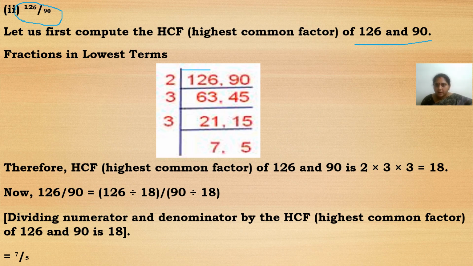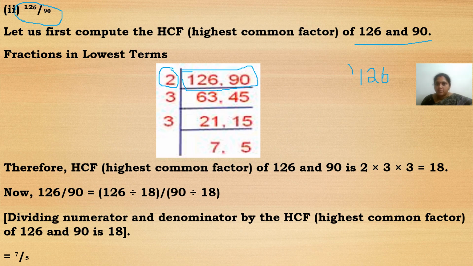Write your 126 and 90 in a horizontal line. Now take your prime number. What is your prime number? 2 is our prime number. And in this 126, how many times does it go in the 2 table? We have to check. 126, how many times does it come in the 2 table? We have to check. Just we will check it out here.